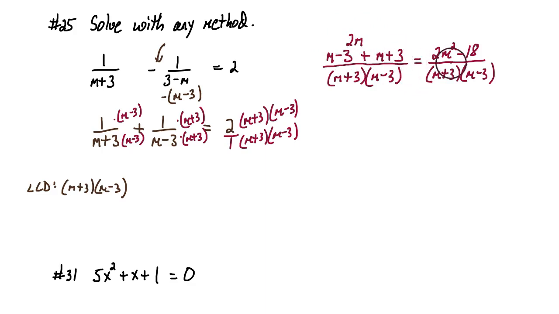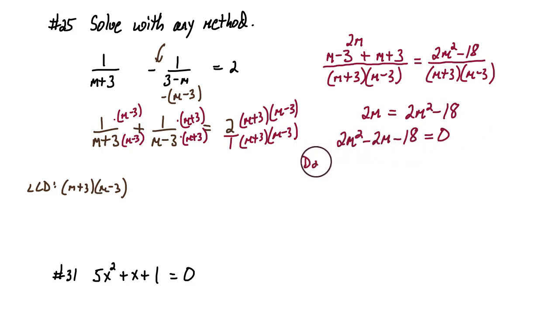Because these fractions are equal, their numerators must be equal. So let's rewrite them without the denominators. This creates a quadratic equation, which we can put in standard form. 2m squared minus 2m minus 18 is equal to 0. All the terms divide evenly by 2. So let's do that because that'll make it a little bit nicer.